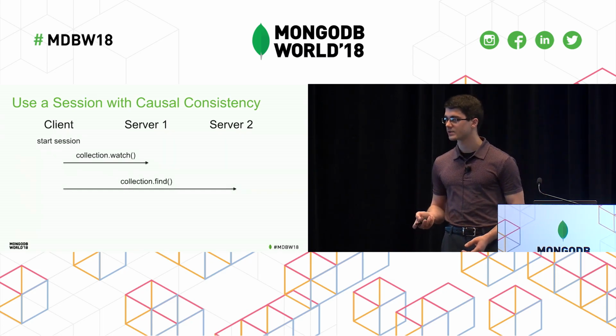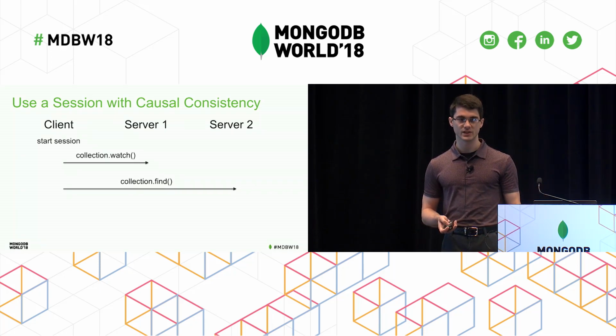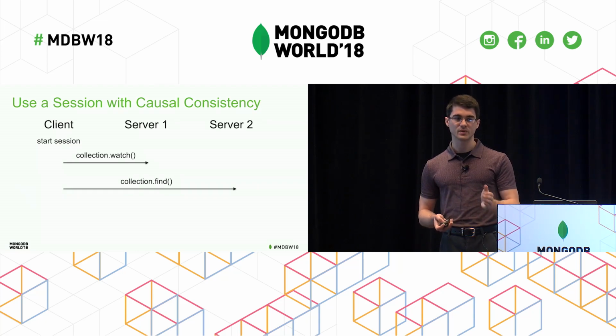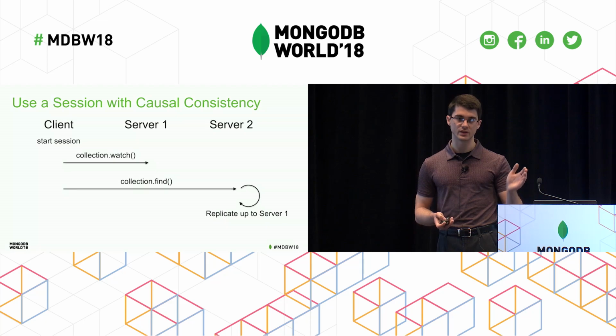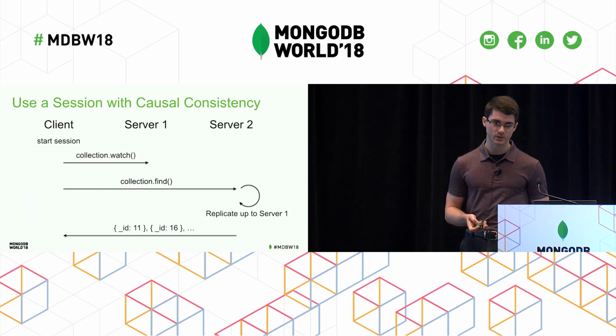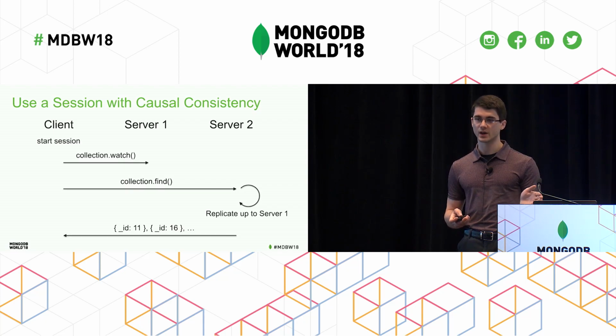The client does the find, and this is all on a session with causal consistency. Now, server 2 will wait and replicate up to the highest logical point of time that the client has seen thus far. So server 2 will replicate up to what it saw on the initial change stream, or what server 1 has replicated up to. And then finally, it will return that result set. So we're guaranteed that there could not be any updates in between the change stream, or sorry, in between the find and the change stream.